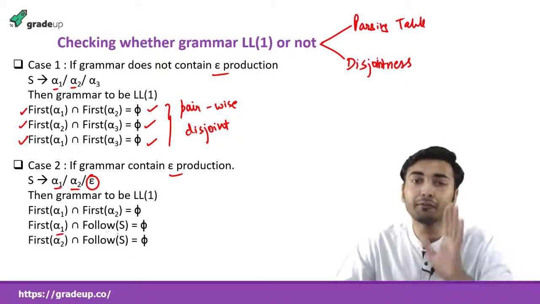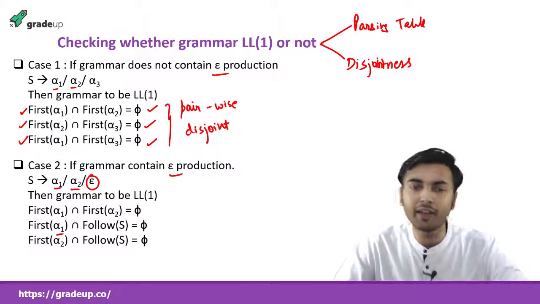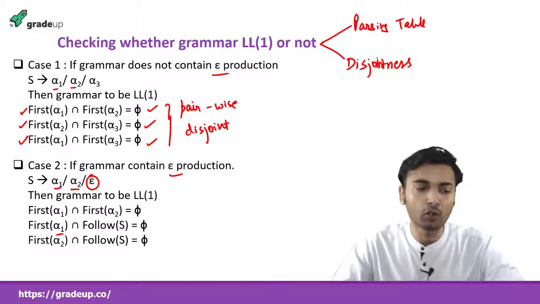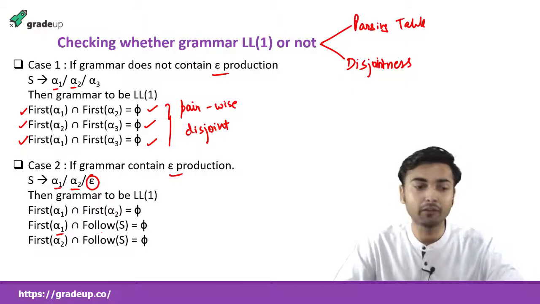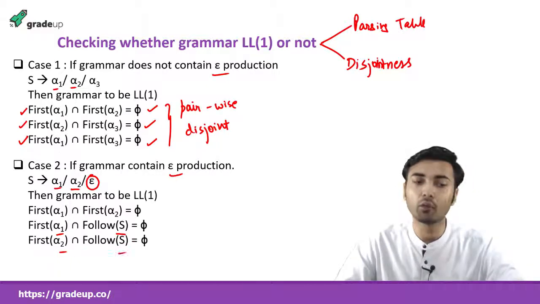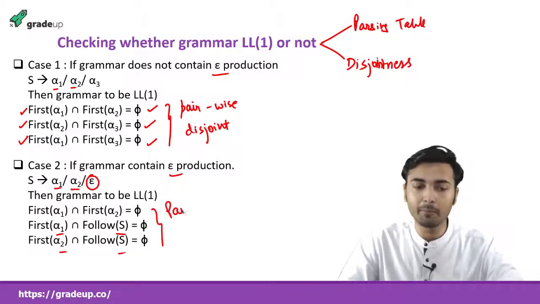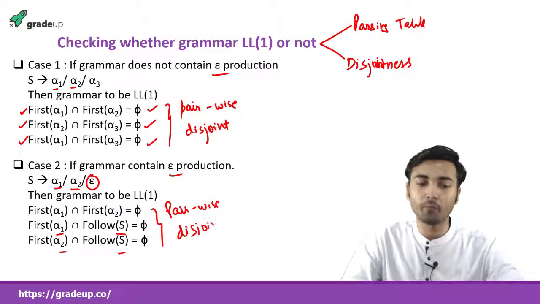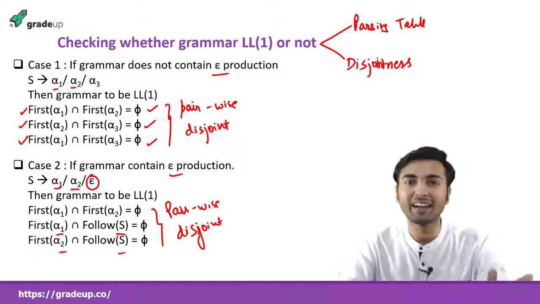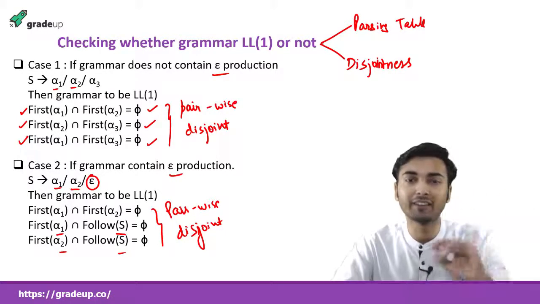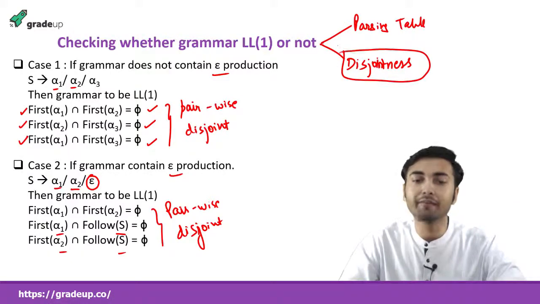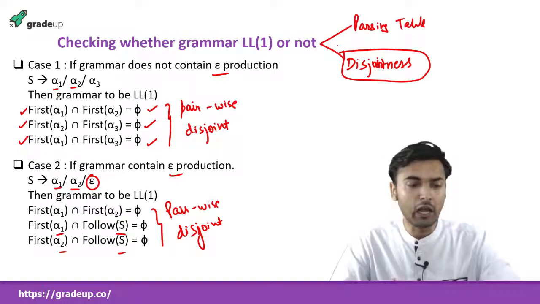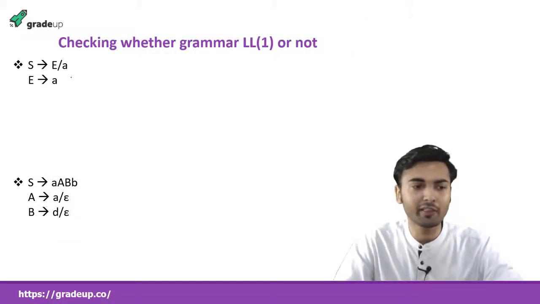First of alpha 1 with follow of S. You know, if null is there, if you find its follow, it will go to S. That's why first of alpha 1 with follow of S, first of alpha 2 with follow of S. Again I say, pairwise disjoint. So if these conditions stand true, then your grammar is LL1. So disjointness is a very fast method to check whether a grammar is LL1 or not. Clear? Now see an example to study.